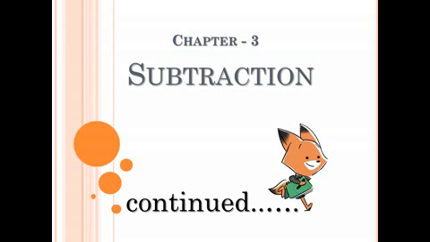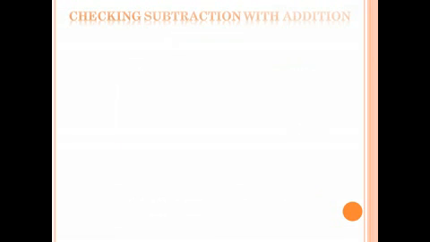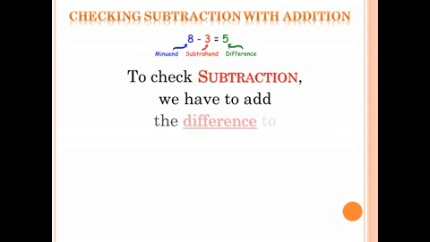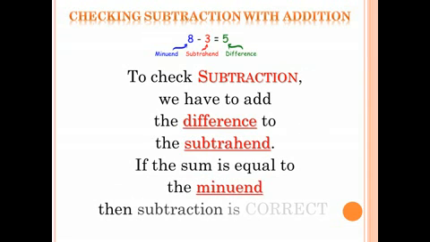In the last class we had already learned subtraction of 4-digit numbers with borrowing or regrouping. Today we will be learning checking subtraction with addition. To check subtraction, we have to add the difference to the subtrahend, and if the sum is equal to the minuend, then the subtraction is correct.